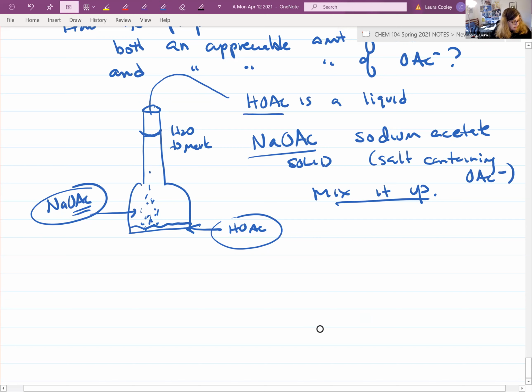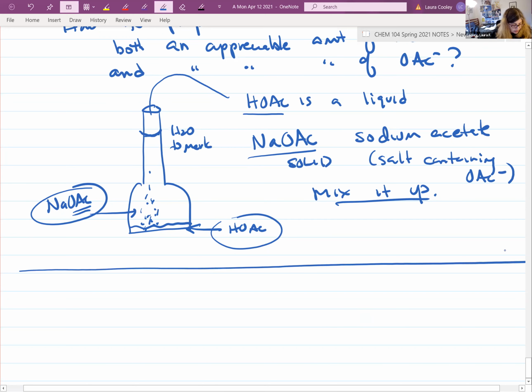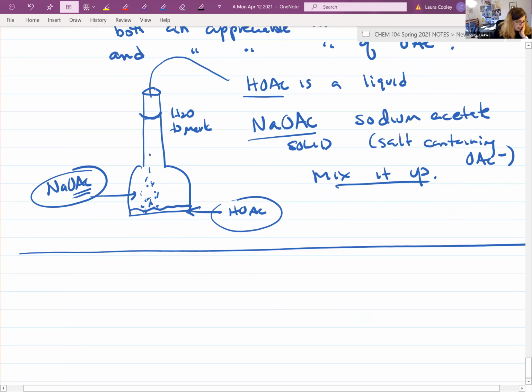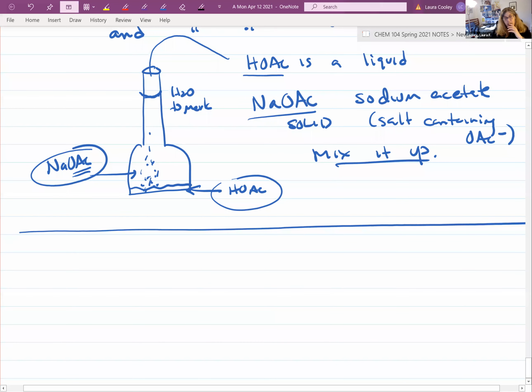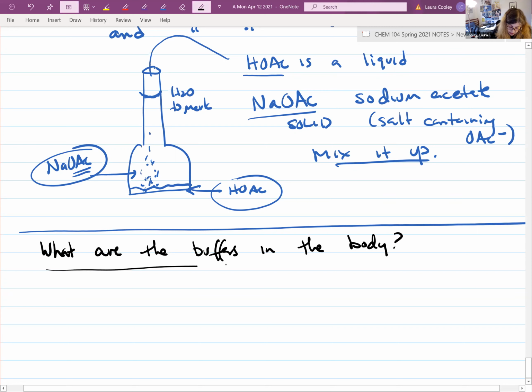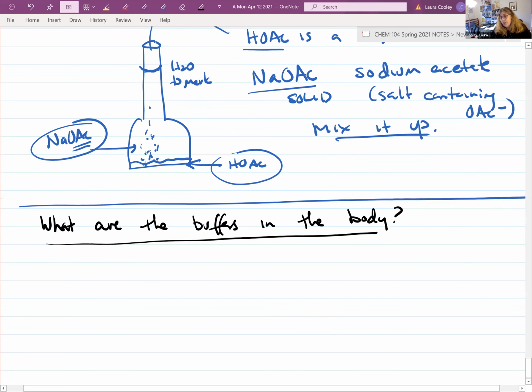Okay, so what are these magic buffer solutions that resist changes in pH and that work in the body? So what are the buffers in the body? Does anybody actually know? Because you guys study biology. Anybody know what buffers there are in the body? Well, I'm not going to say too much about them, but I'll tell you what they are.